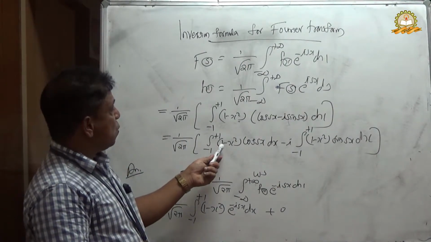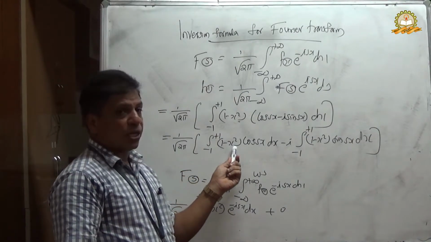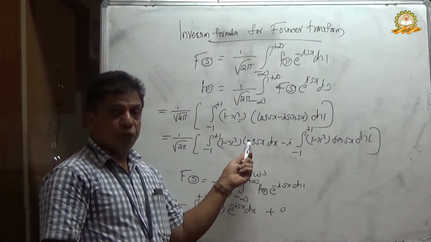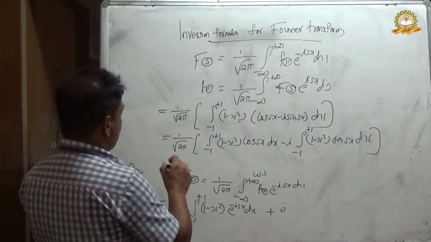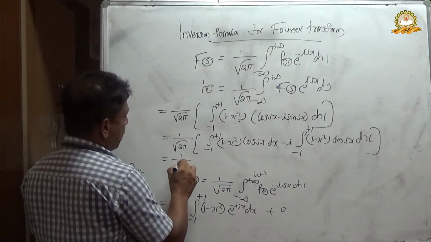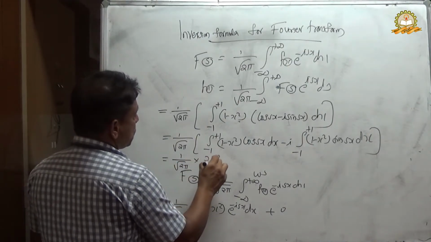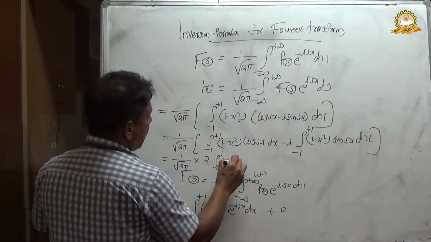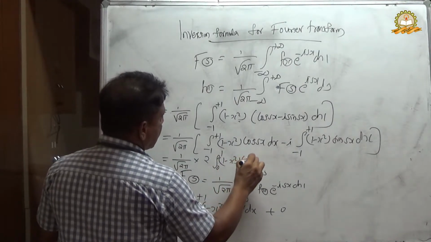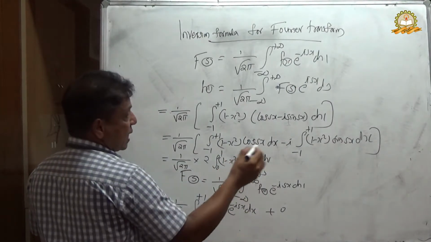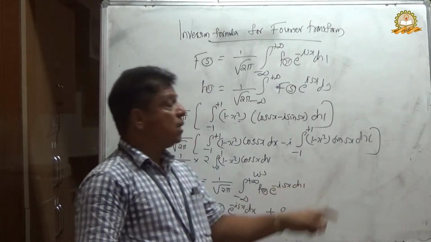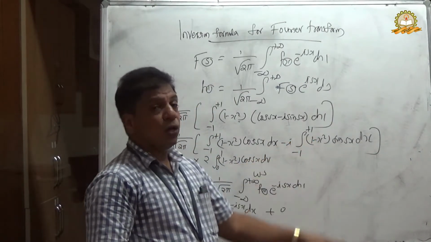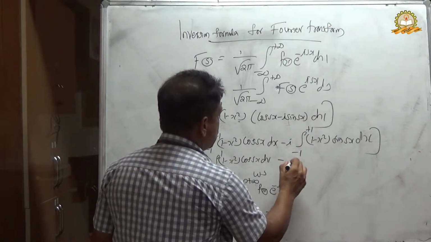In this case, 1 minus x square is an even function. Cos sx is also an even function. Even into even will be even. Therefore, 1 by root of 2 pi into 2 times integral from 0 to 1 of (1 minus x square) cos sx dx. In the second case, 1 minus x square is an even function, sin sx is an odd function. Odd into even is odd. Therefore, the second term will be 0.